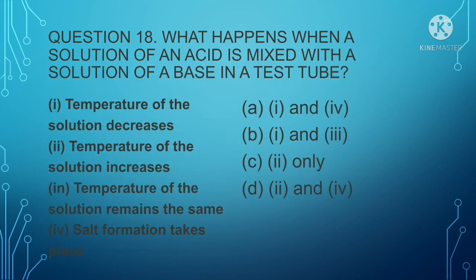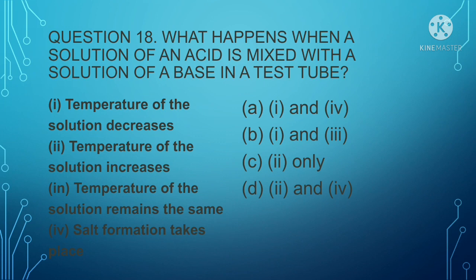Question number 18. What happens when a solution of an acid is mixed with a solution of base in a test tube? First statement: temperature of the solution decreases. Second statement: temperature of the solution increases. Third statement: temperature of the solution remains the same. Statement 4: salt formation takes place.